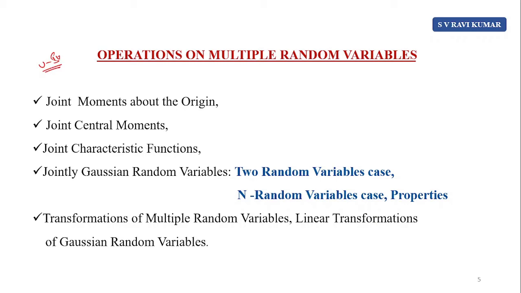The topics you are going to practice in the second unit are repeated here: joint moments about the origin, central moments, joint characteristic function, and jointly Gaussian random variables. The two random variable case is very important, as is transformation of multiple random variables. You need to concentrate more on the problems here, as you may get a problem from it. Joint central moment is also a very important topic.